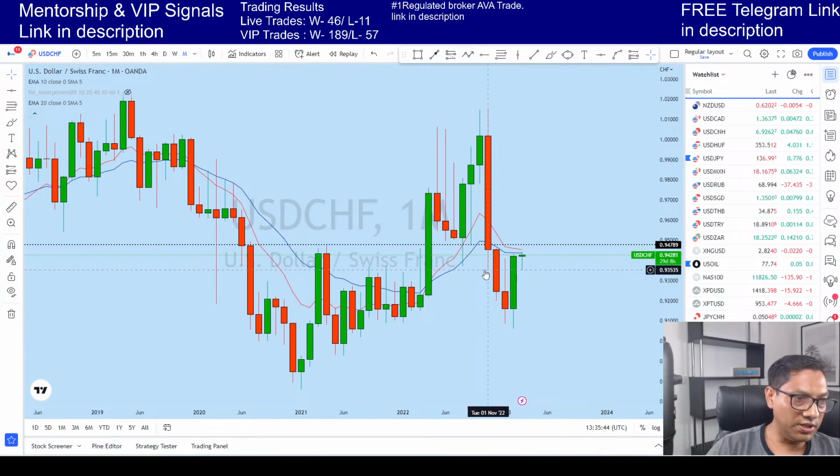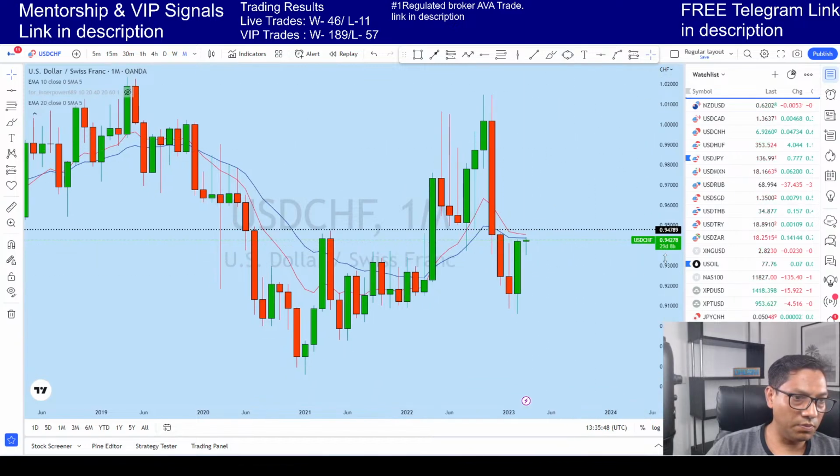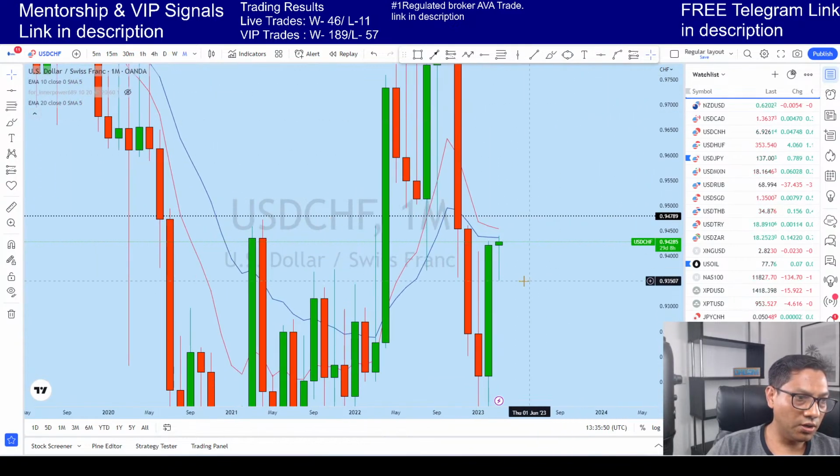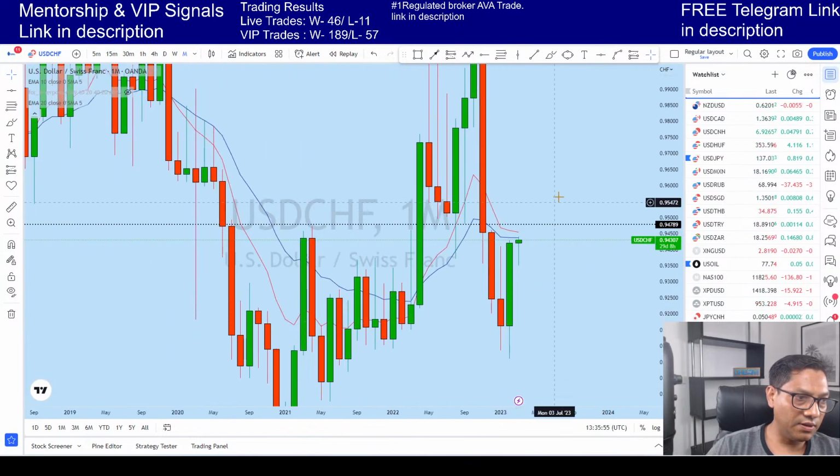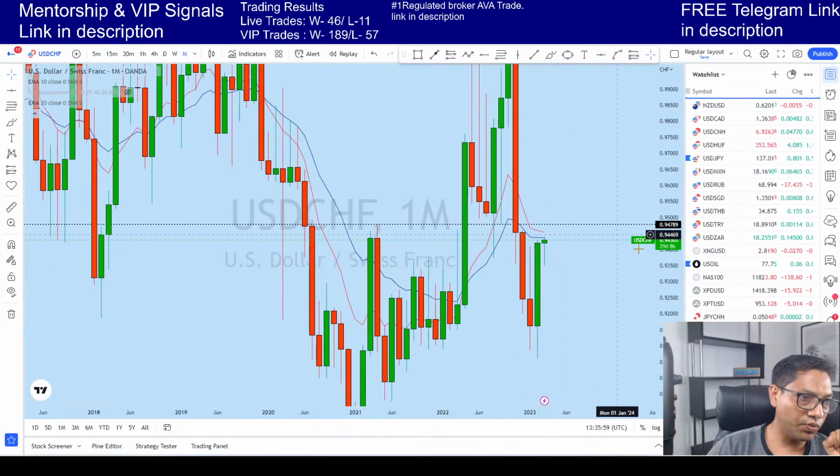This is a zone where there is a buyer, and buyers are creating a bullish price action. We saw that from this support, price has bounced to the upside on the monthly dollar Swiss franc.